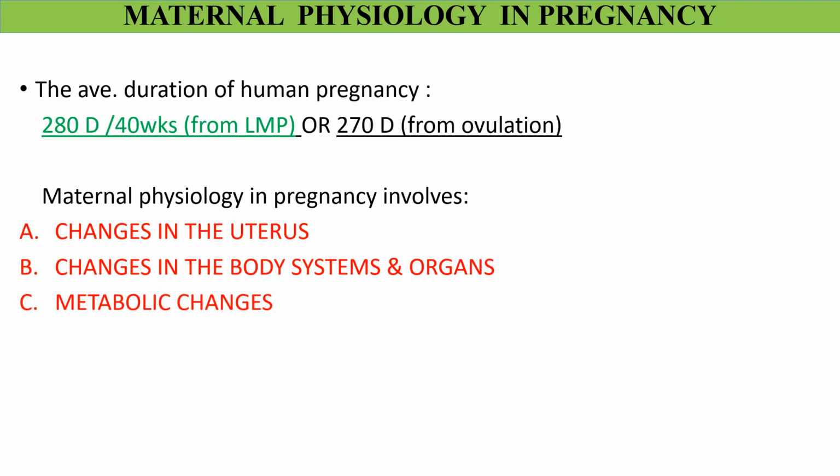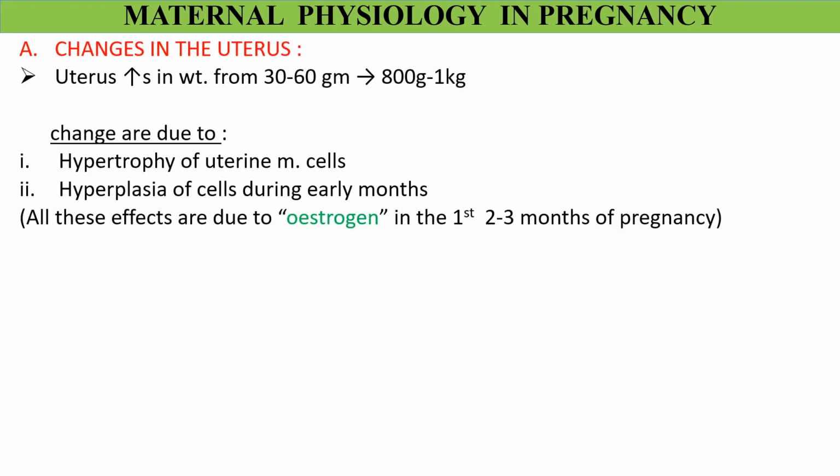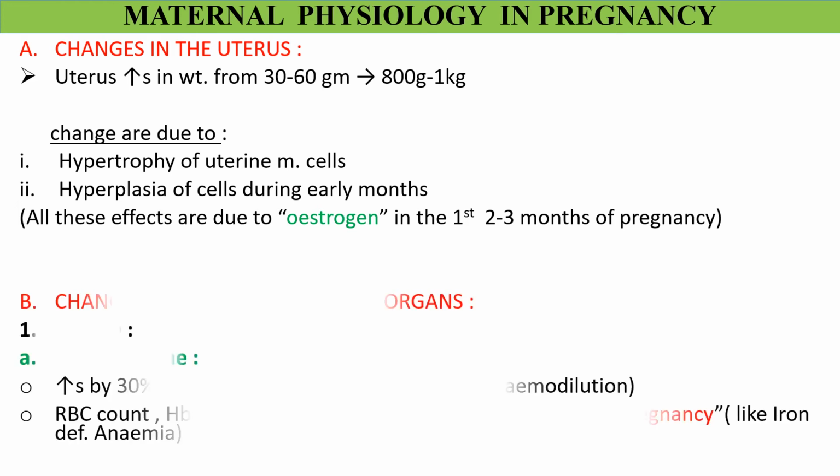The uterus goes through various changes, and to accommodate the growing fetus, a marked increase in the size of uterus takes place. It increases in weight from 30 to 60 grams to about 800 grams or 1 kg. This enlargement is mainly due to hypertrophy and to some extent hyperplasia of the myometrium and smooth muscle fibers due to hormone estrogen in the early months of pregnancy.